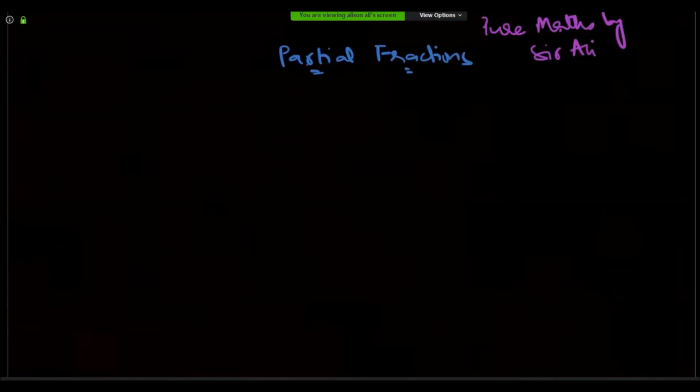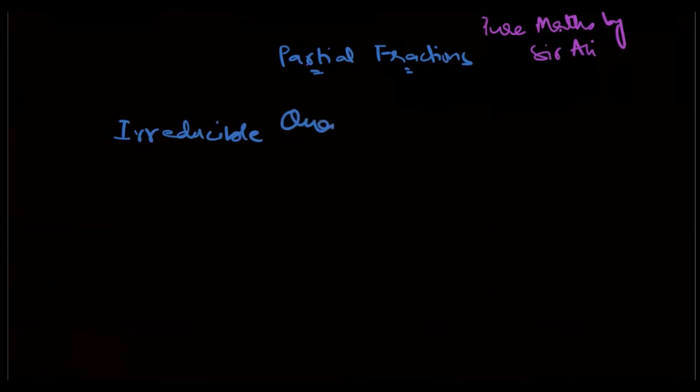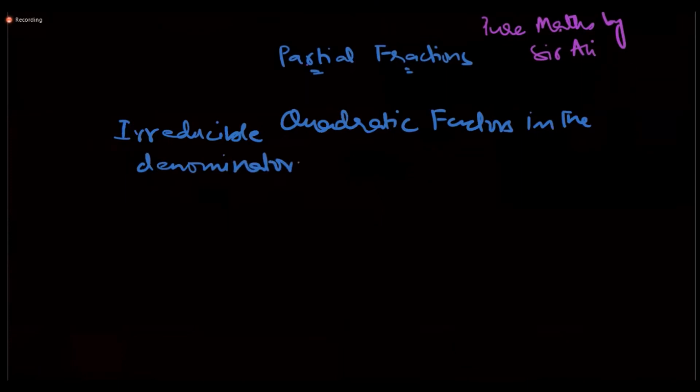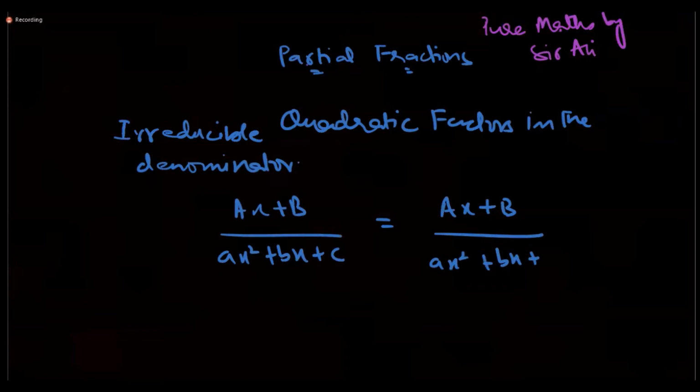Okay. So we are looking at irreducible quadratic factors in the denominator. For example, if the fraction is written as (ax + b) over (ax² + bx + c), it can be written as (ax + b) over (ax² + bx + c).